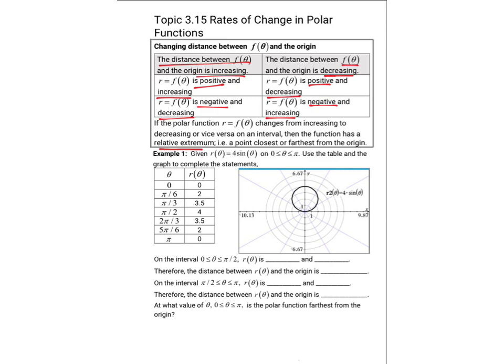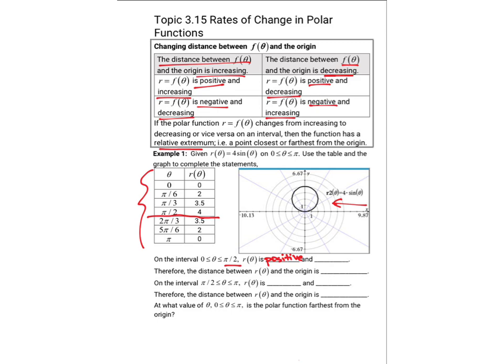Okay, so given r of theta equals 4 sine theta on 0 to pi, use the table and graph to complete the statement. So we've got the table here. We're going to be able to analyze that. We also have a graph here. We're going to complete these statements. It says on the interval from 0 to pi over 2, so that's this first interval, r of theta is positive.